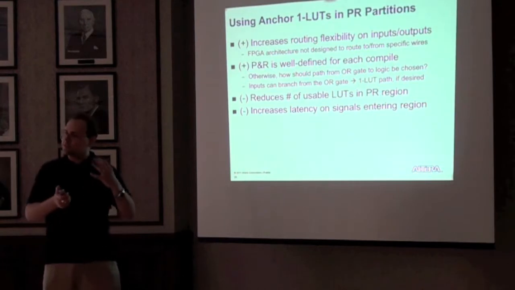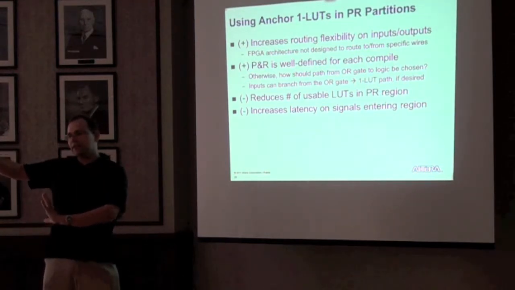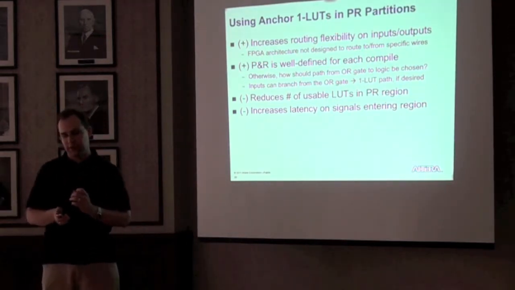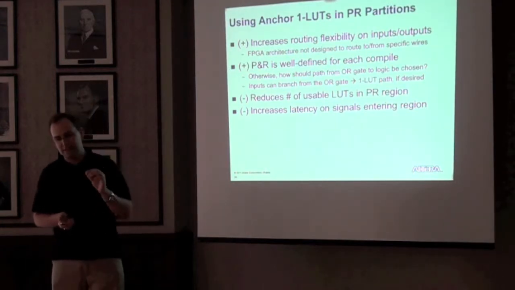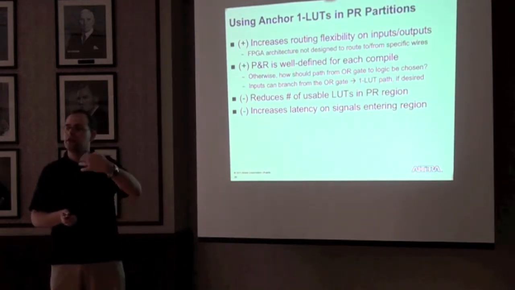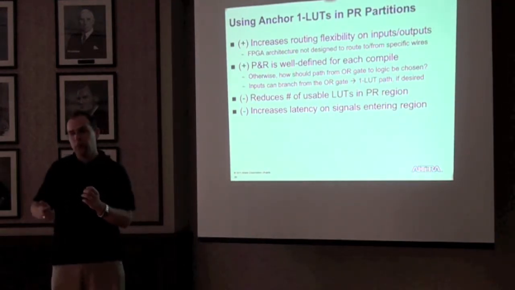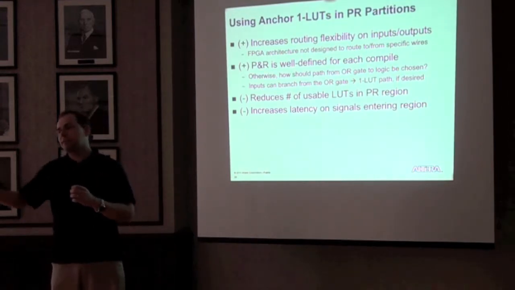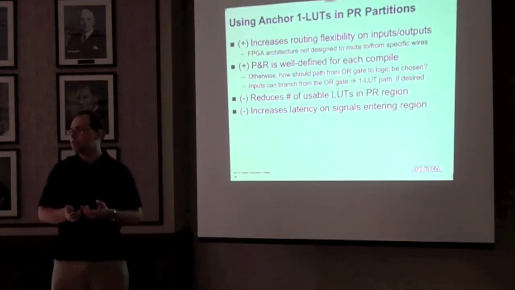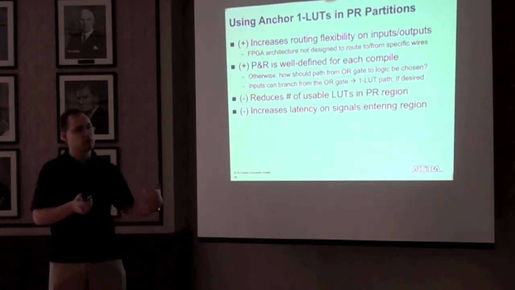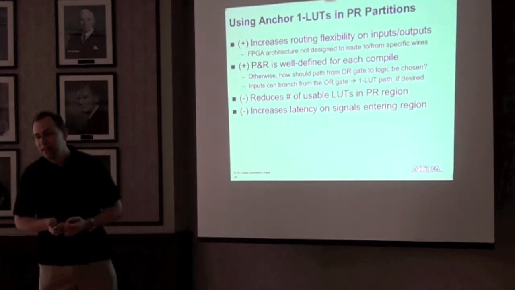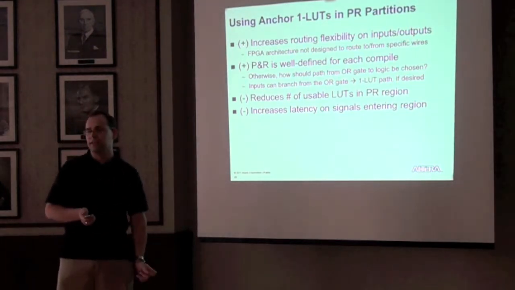Otherwise, it's a difficult problem since you really have this OR gate and multiple personas, and then who really decides how that path is chosen? There are ways to do it, but it makes the problem more complicated. Additionally, one thing to note is that we will allow the inputs to branch from the sequence of routing wires chosen on that base revision from the OR gate to the LUT, to allow direct connection and then bypass if needed for timing. So obviously creating an anchor LUT reduces the number of usable LUTs in the PR region. If you have a region with 1,000 LUTs and you want 500 signals coming in, that represents a 50% overhead, so that's a big downside. And as I already mentioned, it increases the latency of signals entering the region.